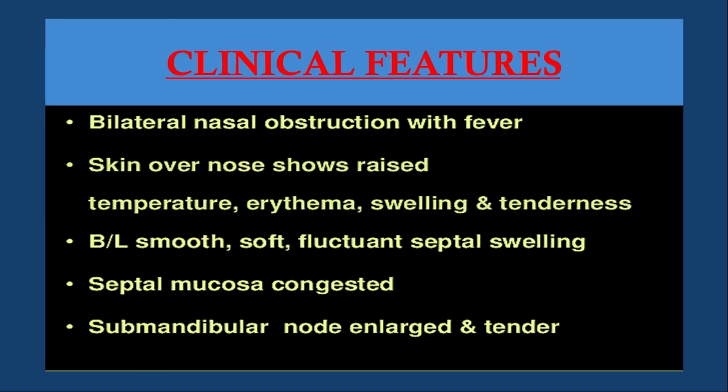Clinical features of a septal abscess: bilateral nasal obstruction with fever. Skin over the nose shows raised temperature, erythema, swelling and tenderness. There is bilateral smooth, soft, fluctuant septal swelling, and the septal mucosa is congested. There may be submandibular node enlargement and tenderness.